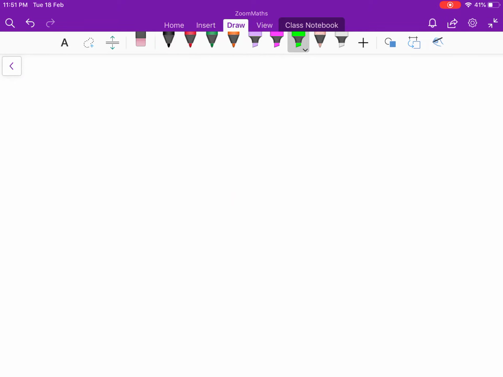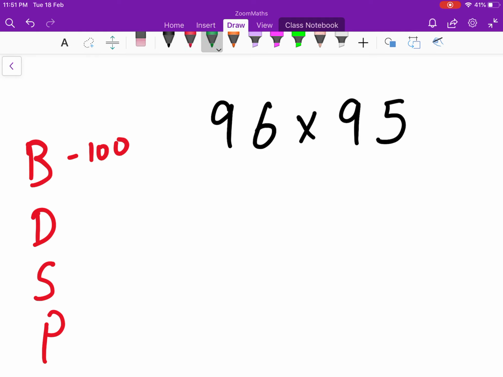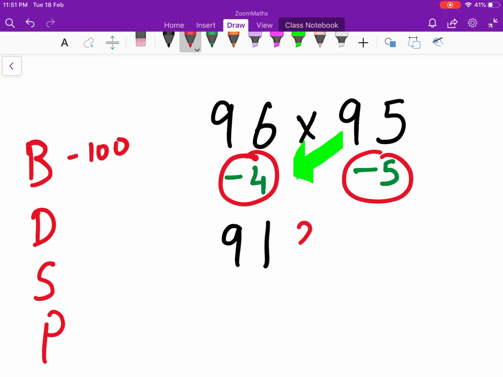Okay, let's say 96 into 95. You've got your base, deviation, sum and product. So your base is 100, so deviations are given over here. This is minus 4 and this is minus 5. And now what is the sum? So the sum you're going to take from this side, 95 minus 4, so your sum is going to be 91. And what is your product? Your product is going to be minus 4 into minus 5, that is 20. That's your answer.